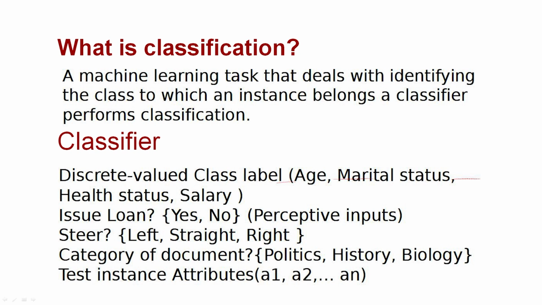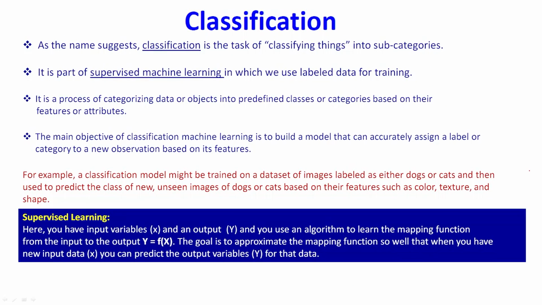Well, when you classify documents or books, it can be politics, historical, biological, physics, chemistry, or many things. That is a classification. You can also classify instances, meaning records, and attributes, A1, A2, up to AN. Many of us do this kind of labeling. So this labeling is actually classification. Basically, as the name suggests, classification is the task of classifying things into categories and subcategories.